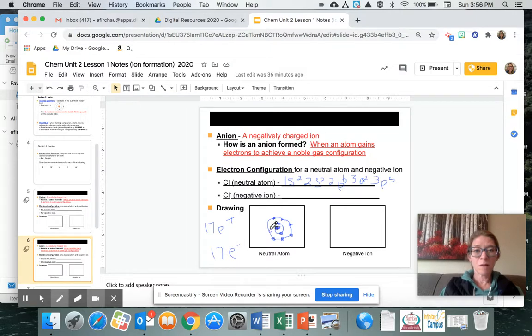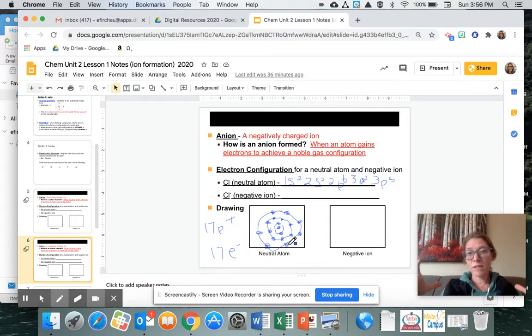Okay. And then in the third energy level, we have 2 from the S sublevel, so we're going to put 2 here. And then we have 5 in the P sublevel, so we're going to add 5 more. So now we have a total of 7 valence electrons on this outer shell of chlorine.